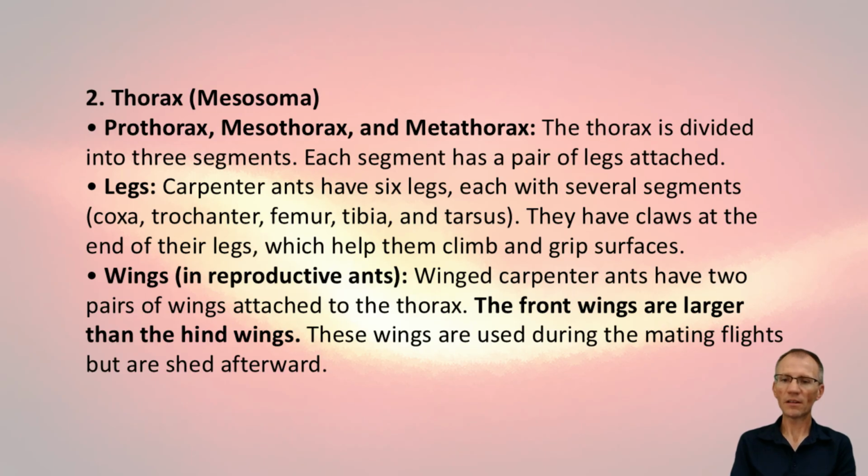Wings. In reproductive ants, winged carpenter ants also have 2 pairs of wings attached to the thorax. The front wings are larger than the hind wings. These wings are used during mating flights, but are shed afterward.